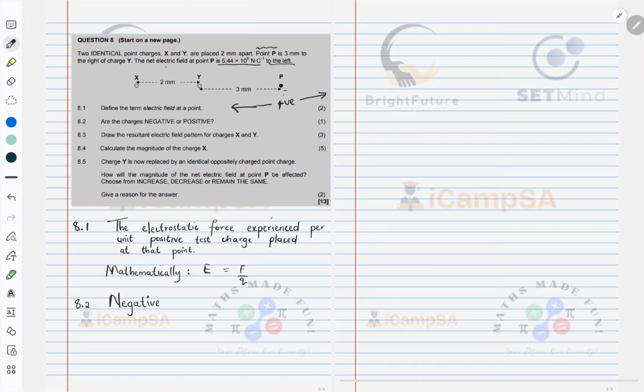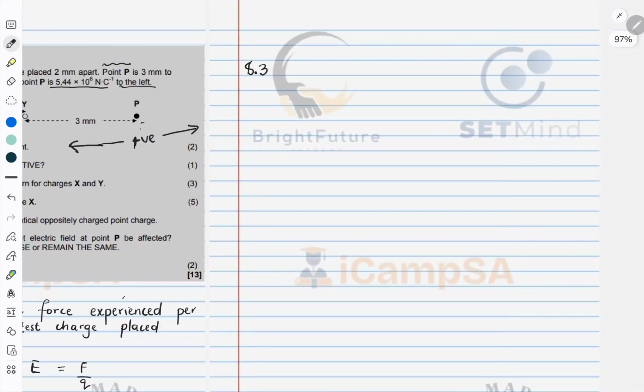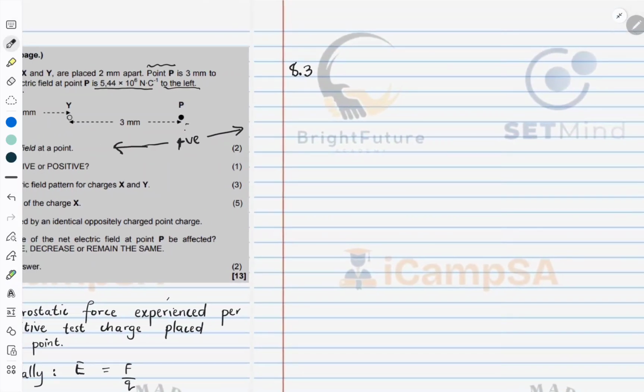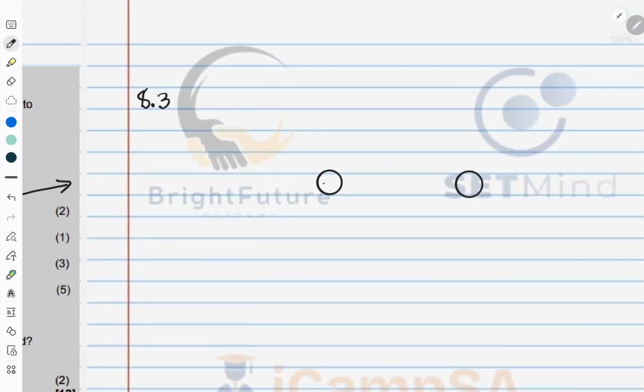Now let's go to 8.3. We are asked to draw the resultant electric field pattern for charges X and Y. Since they are identical, it will be a pattern of repulsion. And we have already decided that they are negative, so we should also indicate that in the diagram. Right, so we have these two. They are both negative.